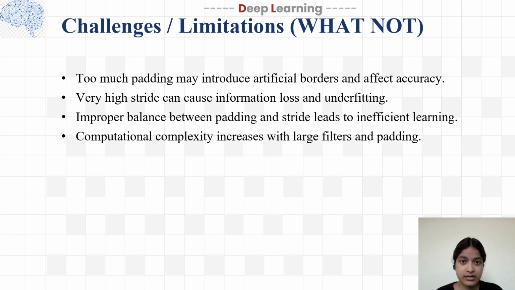So what are the challenges? However, using too much padding can add artificial borders which may confuse the models. On the other hand, using a very high stride might skip important features and cause important information loss. So it's all about balance, choosing values that suit the network's purpose. It also includes computational complexity when we apply large filters and paddings.